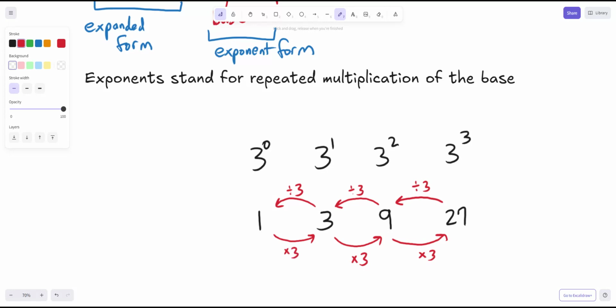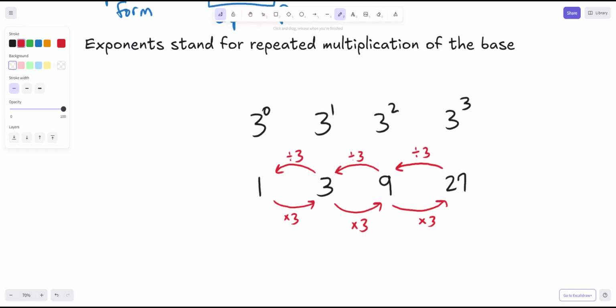Now you'll notice that this works for any number. If the base is 5, you're going to multiply by 5 and divide by 5, and over here it would be 5 divided by 5 is 1. So 5 to the 0 power is also 1. If you do 7, for example, 7 to the first power is 7, divided by 7 you'd also get 1. So 7 to the 0 power is 1.